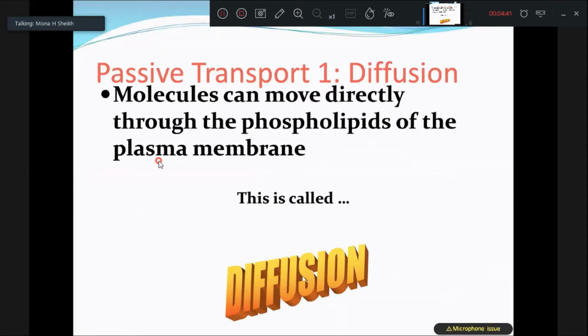Can you give an example which can go directly? Oxygen. Gases, excellent, in general. Water? Alcohol. Yes. So it has to be lipid soluble, it has to be small, or a gas, as you said, like oxygen.